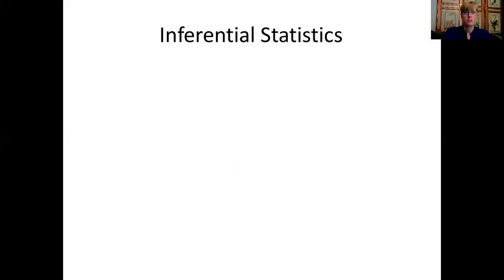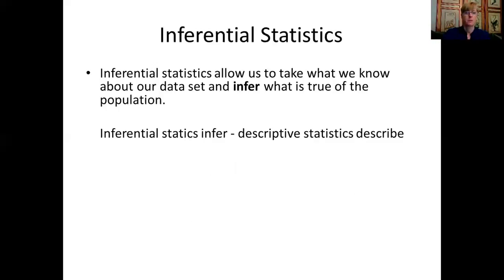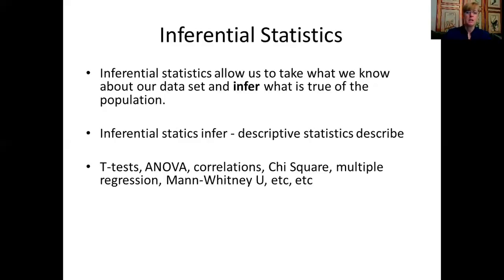All right, so we move on to inferential statistics and they let us infer. They take what we know about the sample in our study and let us infer something, logically draw some conclusions about the population or other people. So just remember, inferential statistics infer, descriptive describe. Now there are loads and loads of different kinds of inferential statistical tests. You're going to come across things like t-tests, ANOVAs, that's analysis of variance, correlations, chi-square, all of these different tests. Now the good thing is for now, if you're a freshman or sophomore, you don't really need to know a whole lot about the difference between these, but you do need to know they're all inferential statistics, so they let us draw conclusions.